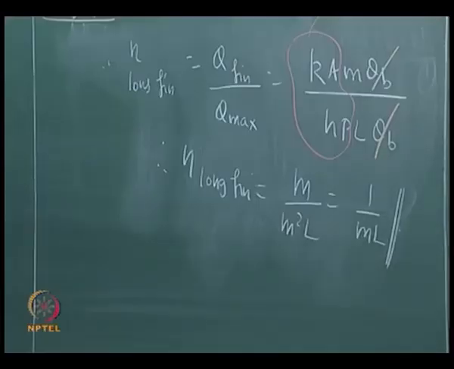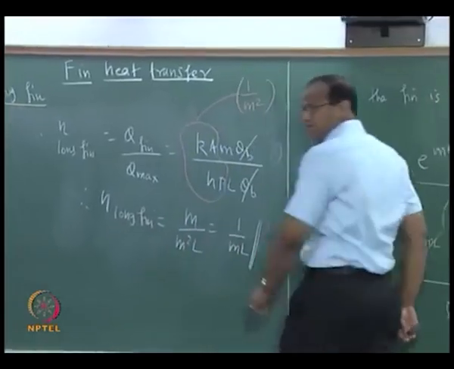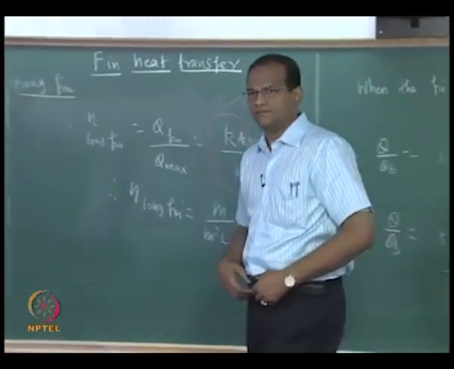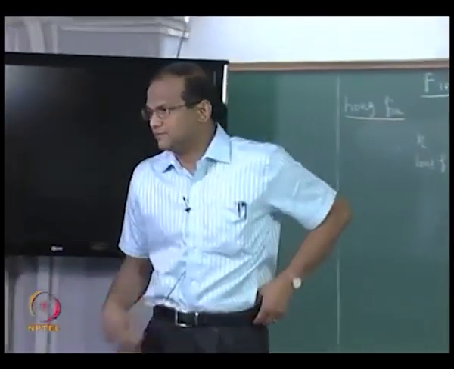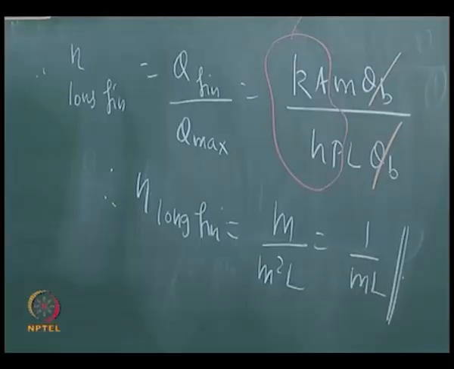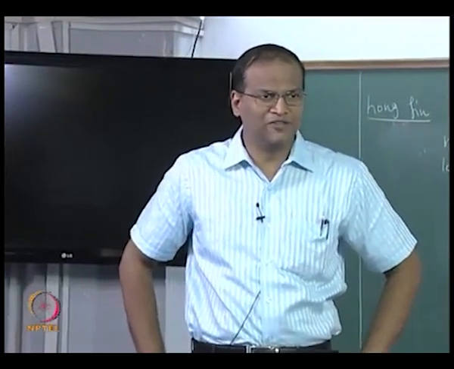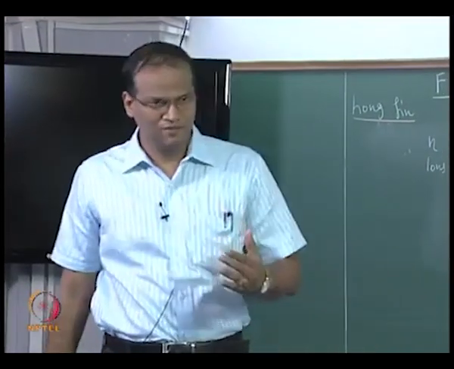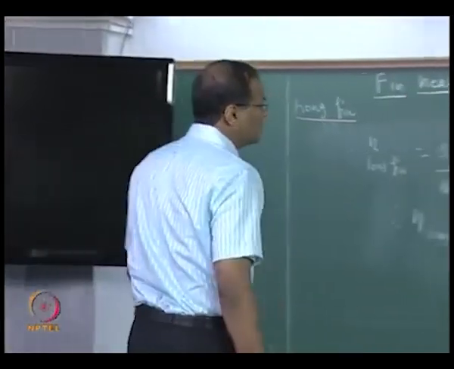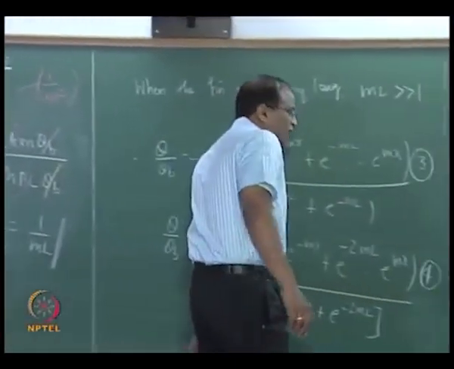As expected, the efficiency of the fin will decrease as the length of the fin increases, because eta is 1 by mL. We should not use long fins. Long fin itself is an approximation, but we should use a larger number of short fins instead of a small number of long fins, because towards the end the temperature difference with respect to the ambient will become lower and lower consequent upon the temperature distribution being like this.